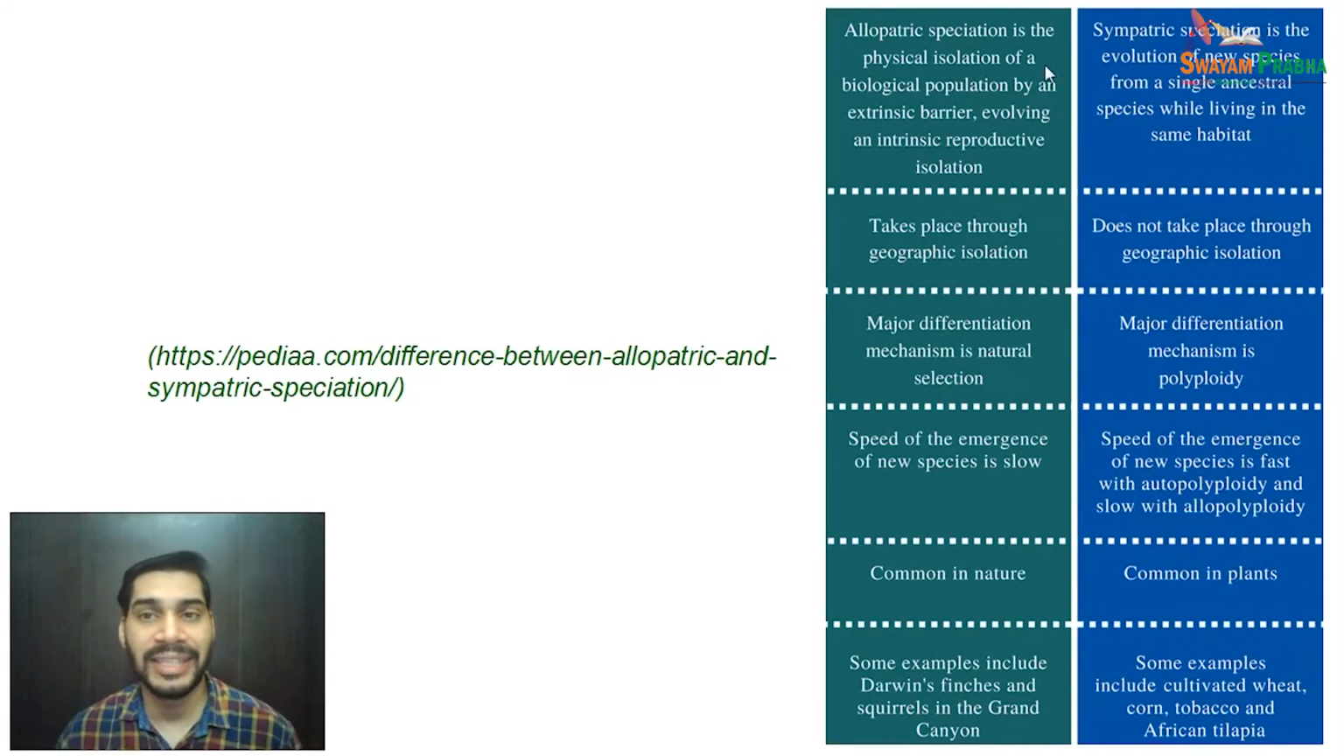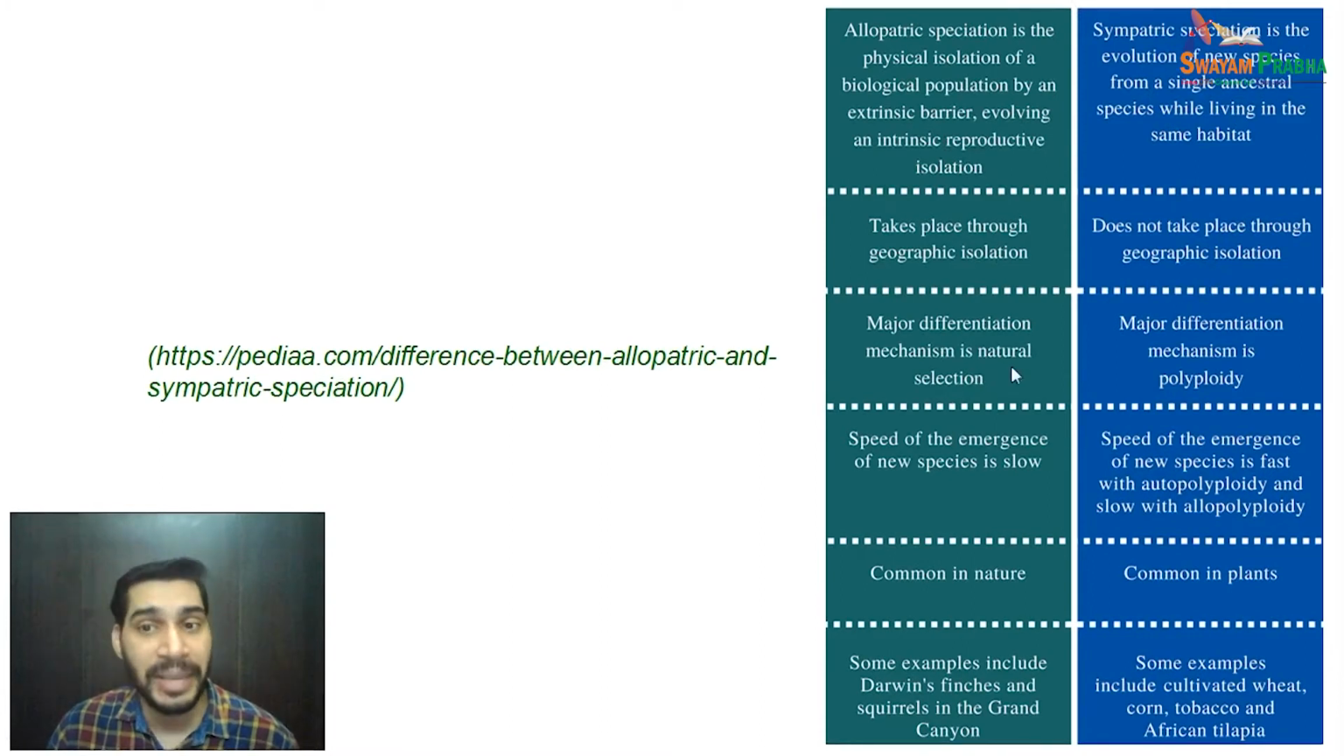Here you can see the characteristic differences between the allopatric and sympatric speciation. As we said, allopatric speciation is basically physical isolation of a biological population by an extrinsic barrier, evolving an intrinsic reproductive isolation later on. Whereas in case of sympatric speciation, it is the evolution of new species from a single ancestral species while living in the same habitat. Allopatric speciation takes place through geographical isolation, whereas sympatric speciation takes place with reproductive isolation.